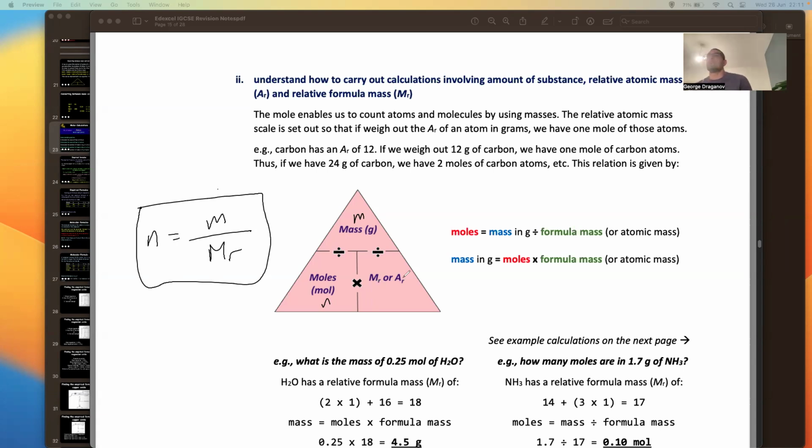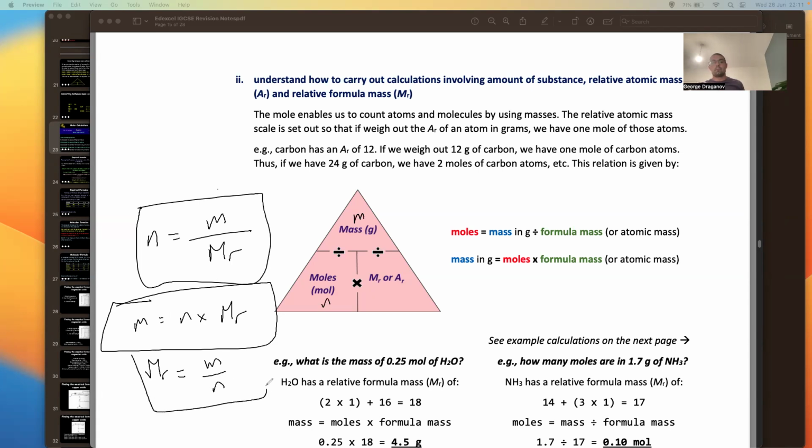Now, if you were to rearrange the formula, then mass will equal moles times Mr. Another very, very important point. And lastly, if you want to rearrange it to find Mr, then Mr would equal mass over moles. Now, if you're not particularly strong at maths, you can just use the triangle by putting your finger over one side and then applying it.